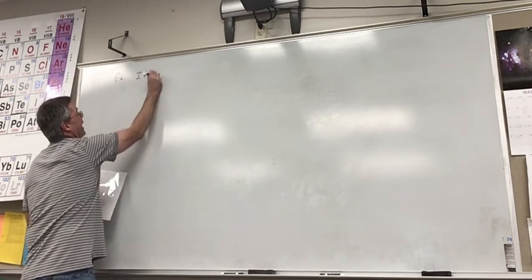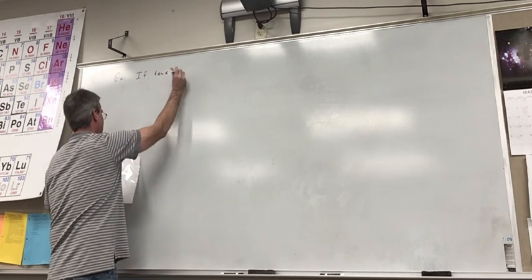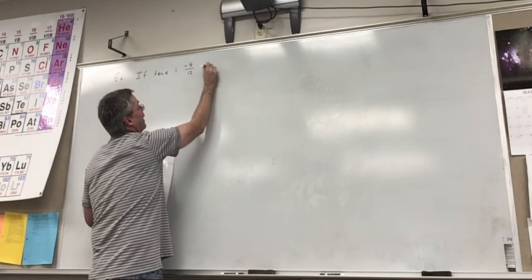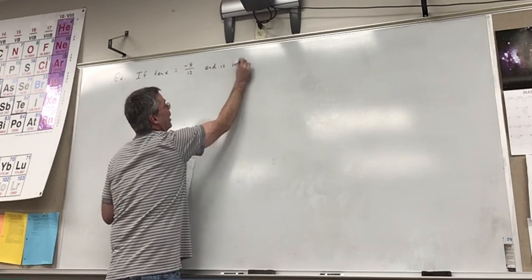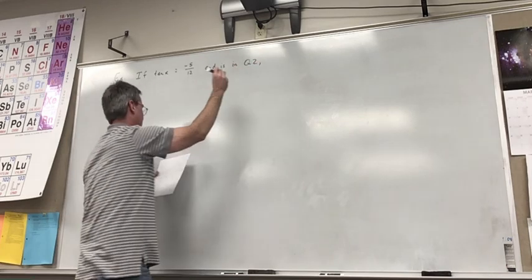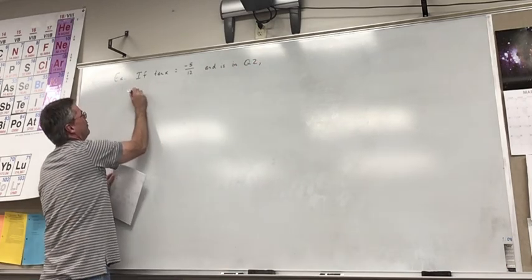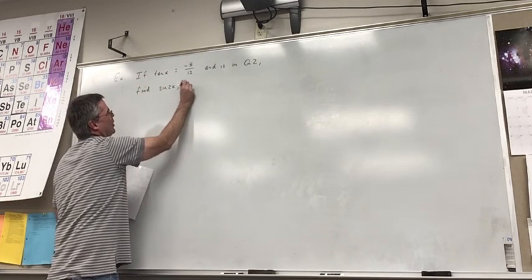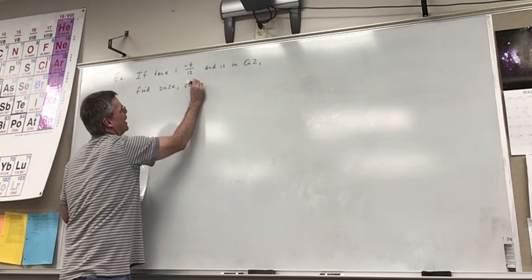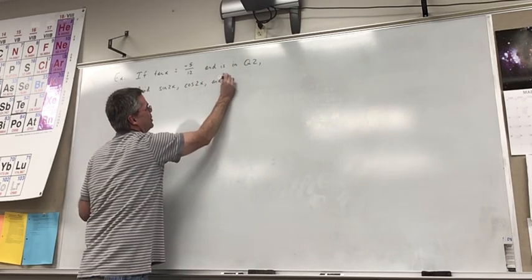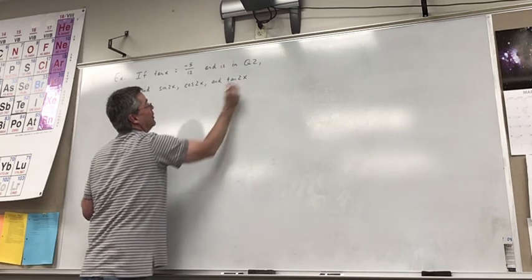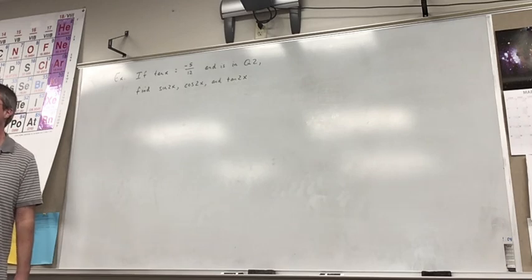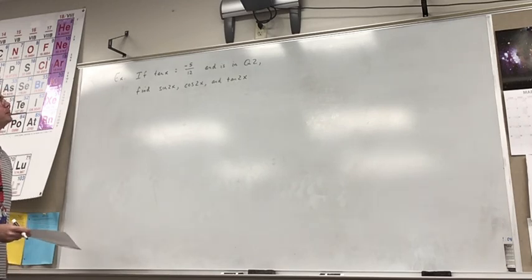If tangent x is equal to negative 5 over 12 and x is in quadrant 2, find sine 2x, cosine 2x, and tangent 2x. So we're going to pretty much use up all the rest of the formulas. So you have an example of that.